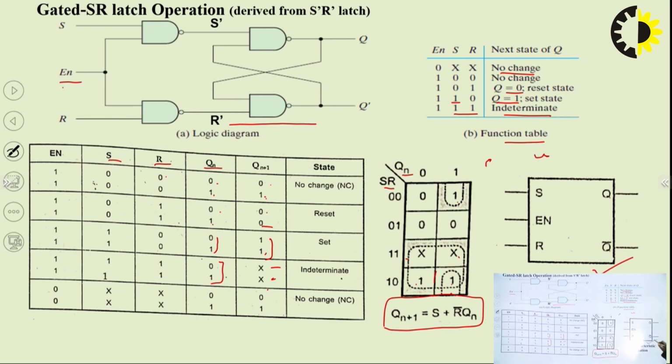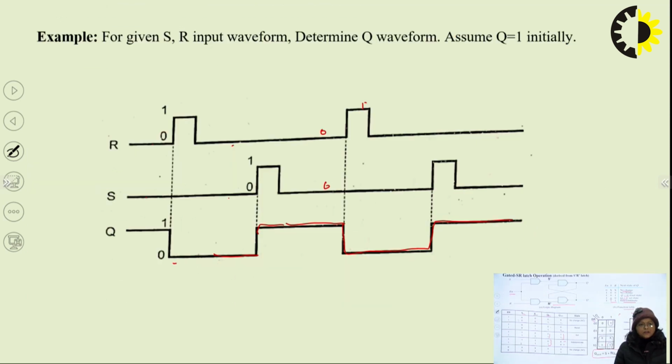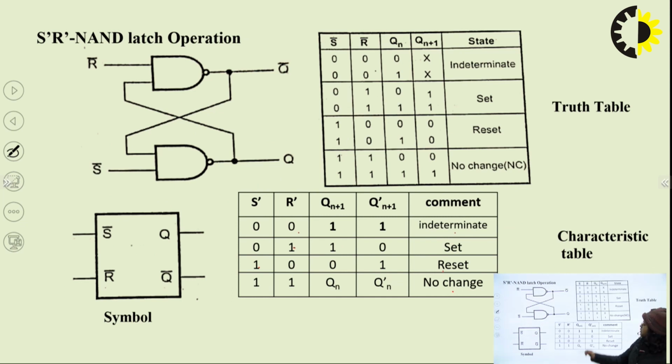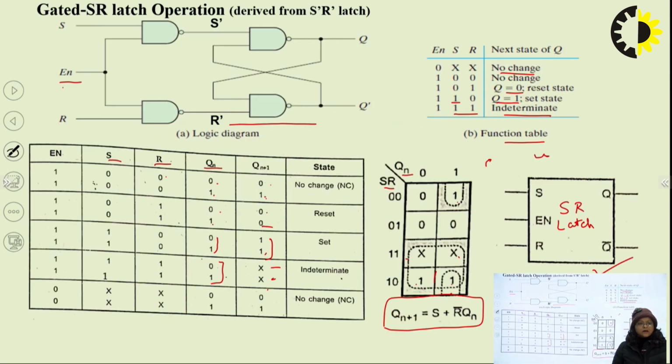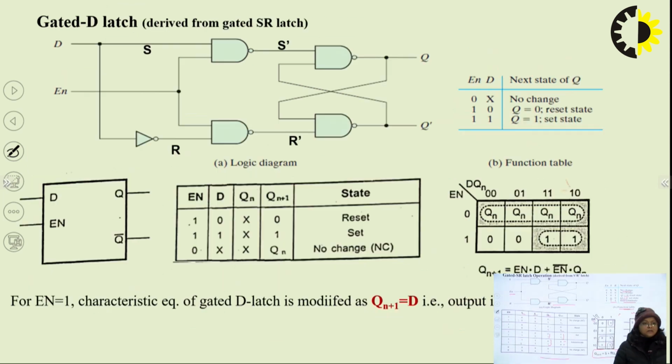So the output characteristic equation of this flip-flop is S plus R bar into Qn, and this is the symbol of this SR latch. We have derived, using the 1-bit memory cell NAND latch, the complete gated SR latch circuit. This is the truth table or function table. This one is called the characteristic table, then the characteristic equation and symbol.